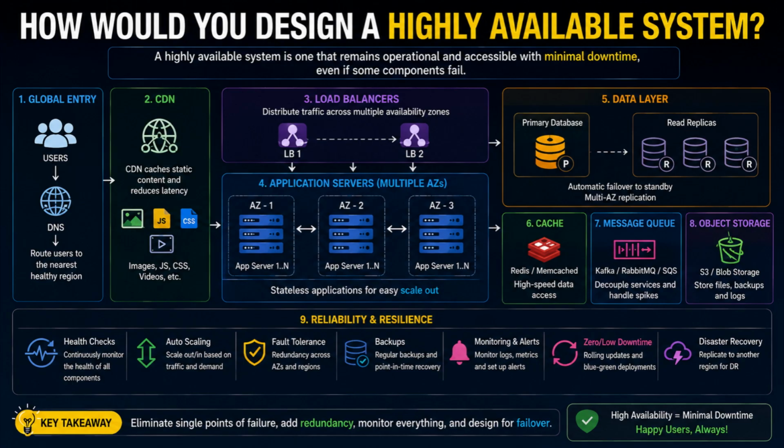For the data layer, use a primary database with read replicas and automatic failover. Add Redis or Memcached for fast access, a message queue for asynchronous processing, and object storage for files and backups. Finally, use health checks, auto-scaling, monitoring, backups, disaster recovery, and zero downtime deployments. The key takeaway: eliminate single points of failure, add redundancy, monitor everything, and always design for failover.